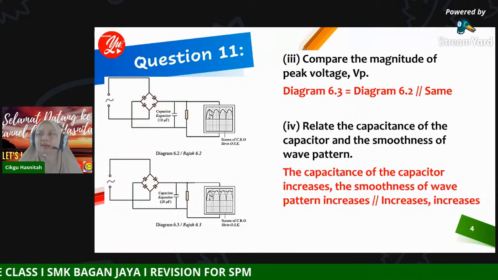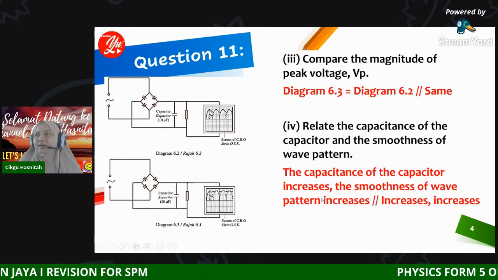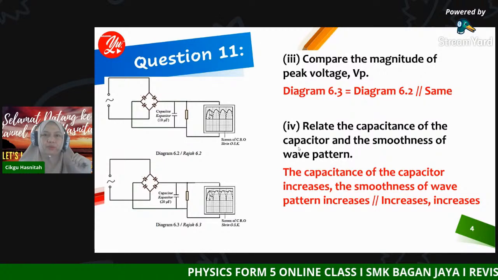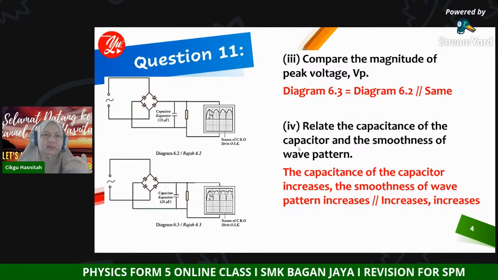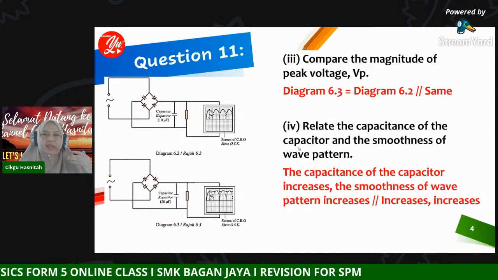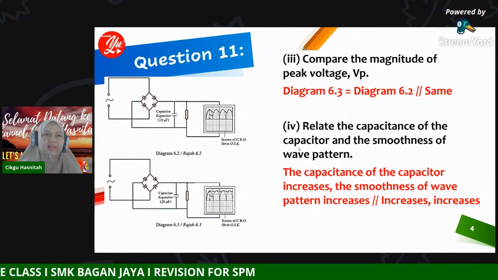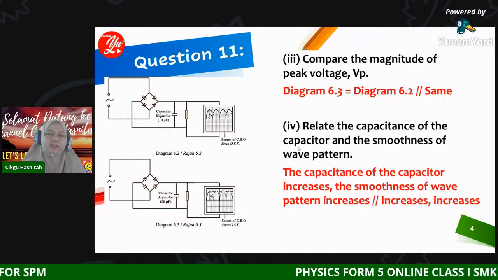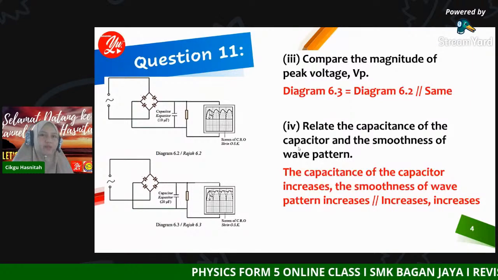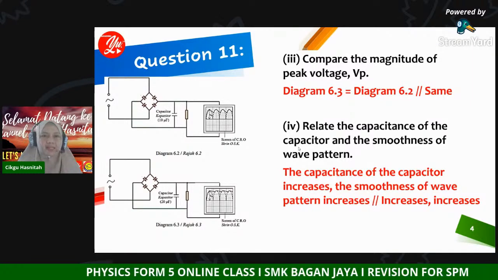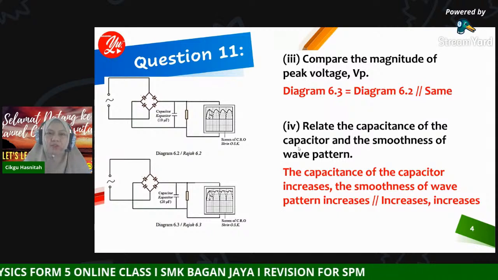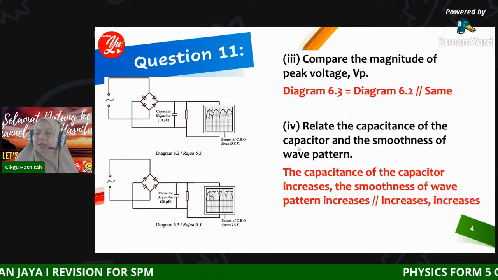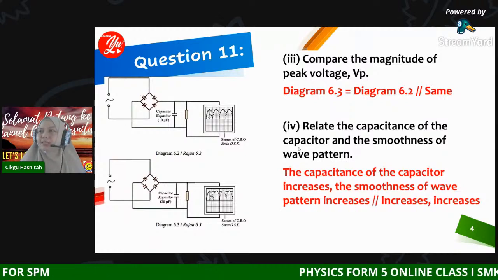We can write the relationship as this: the capacitance of the capacitor increases, so the smoothness of the wave pattern increases. Or you can simply say increase, increase; higher, higher; greater, greater. So this is how we write the relationship for capacitance of capacitor and smoothness of wave pattern. All right, so can we go to the next questions?